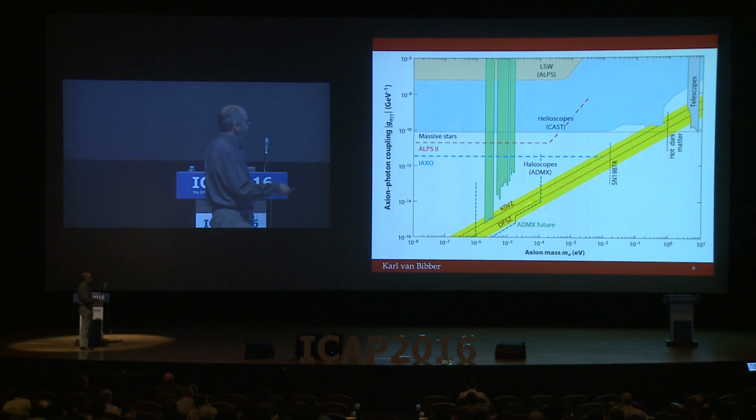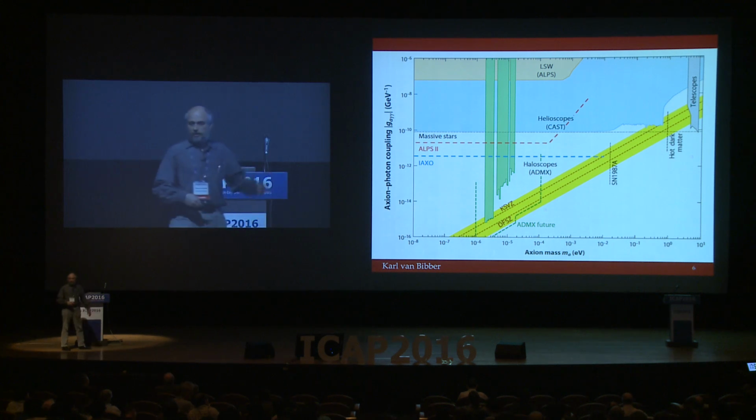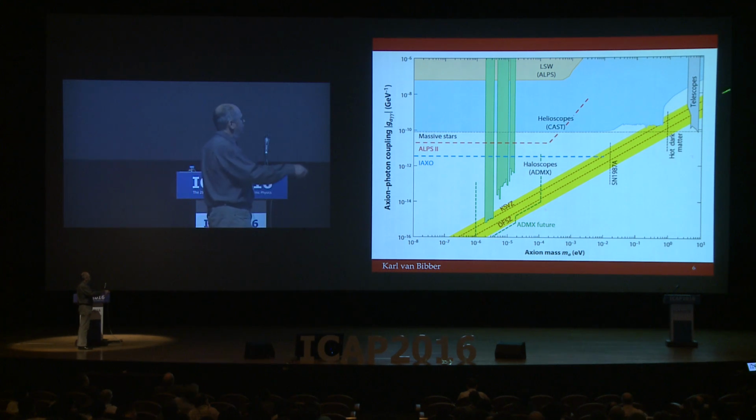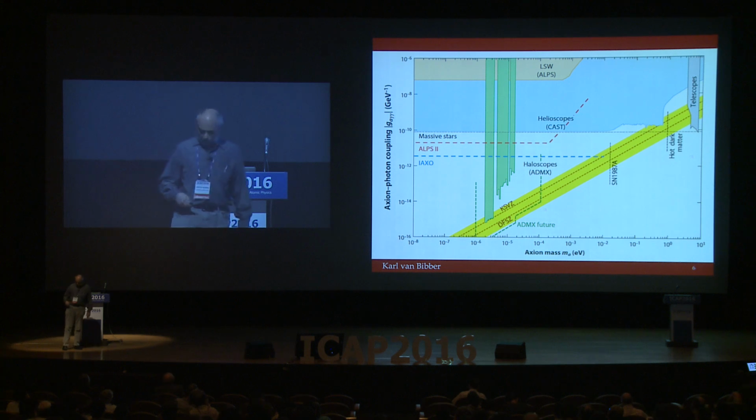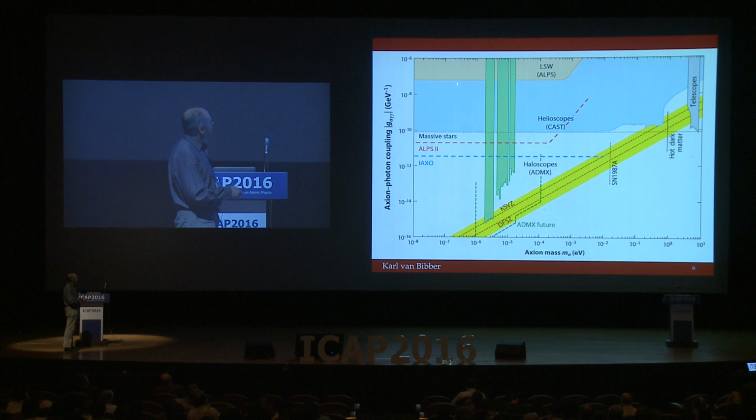What you see here is where the so-called canonical axion resides. This is the axion that solved the strong CP problem. And this shows various limits from different experiments. Now, the experiments that look for axions are sometimes really funny.